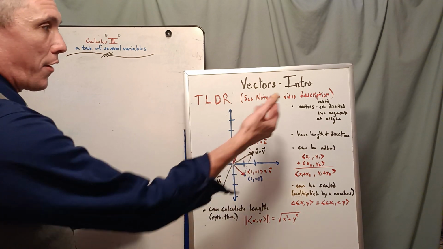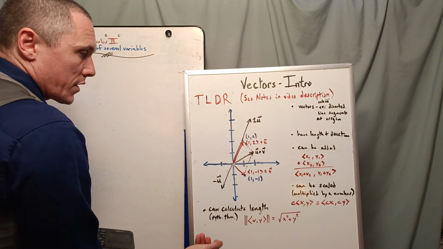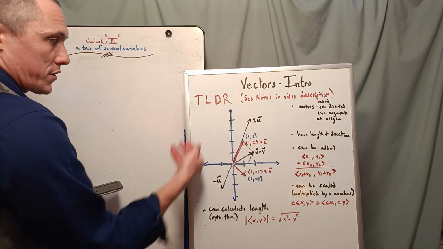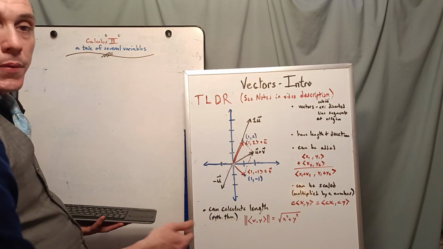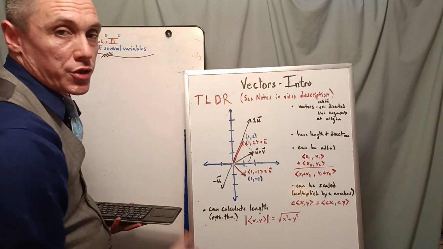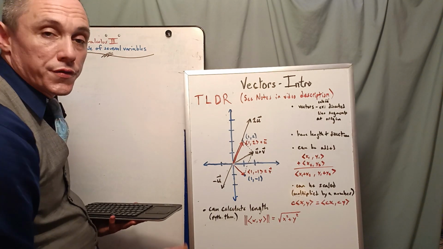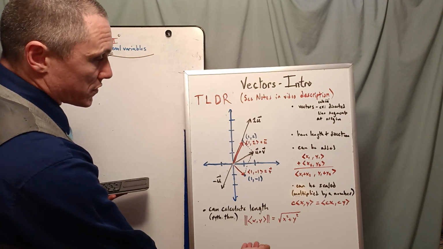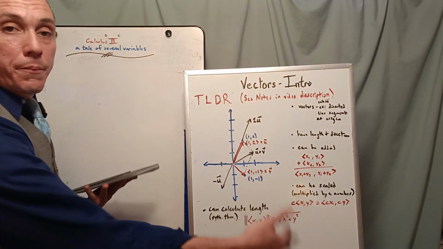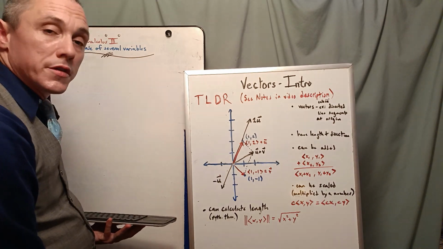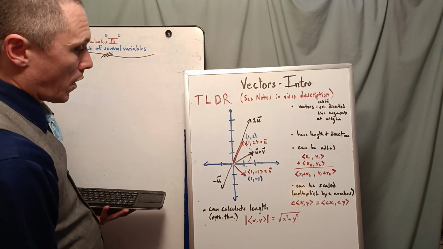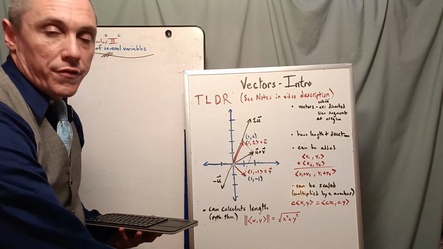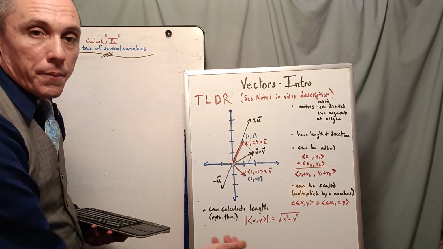And finally, we can calculate length using the Pythagorean theorem. Here I have it shown for just this two-dimensional vector, but it extends nicely, and I'll show in the rest of the lecture how that works for 3 and n dimensions. But essentially, we just take the sum of the squares of the components and square root it, and this is our length. We use a double absolute value to distinguish the norm of a vector versus the absolute value of a number.